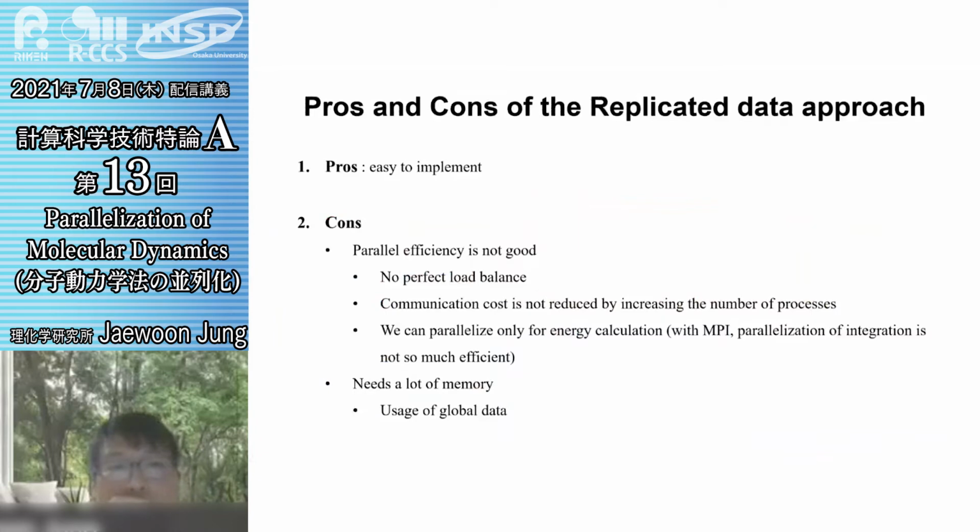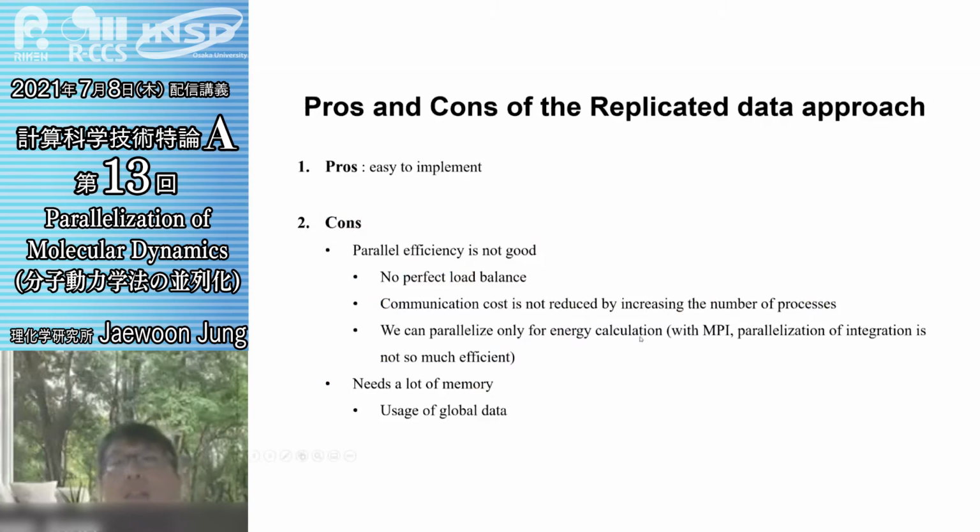First of all, parallel efficiency is not good. There is no perfect node balance. And communication cost is not reduced by increasing the number of processors. This is one of the main problems. And you can parallelize only for energy calculation.